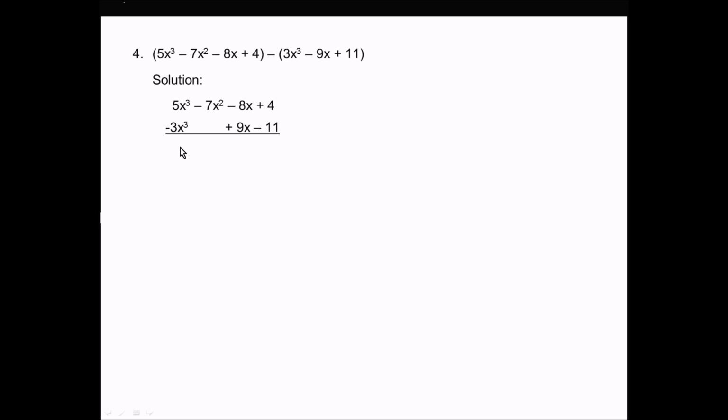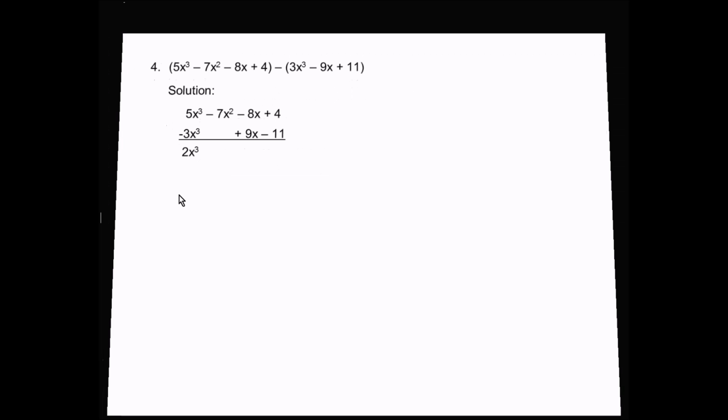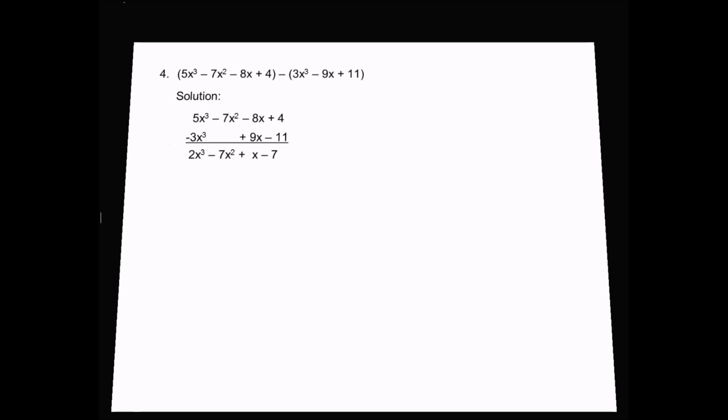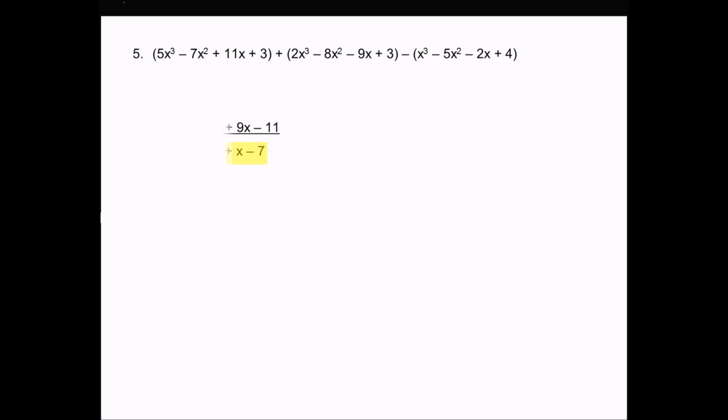5x cubed minus 3x cubed, 2x cubed. Negative 7x squared added to 0 is negative 7x squared. Minus 8x plus 9x is plus 1x. Now don't write the coefficient 1. Remember, 1x is just x, the identity property again. 4 minus 11 is minus 7. And that's your final answer.